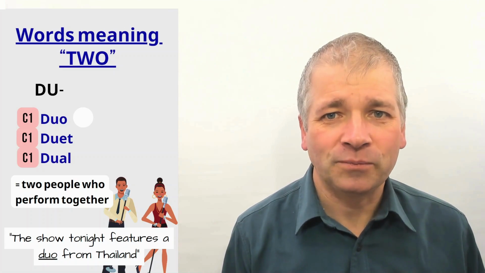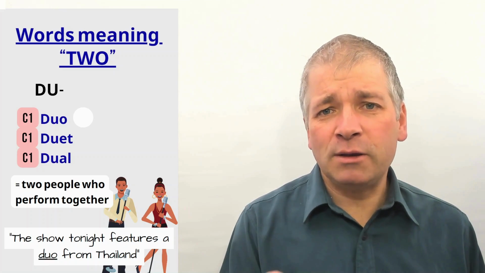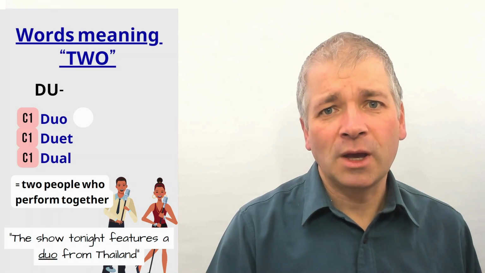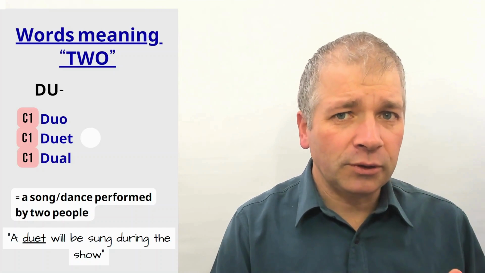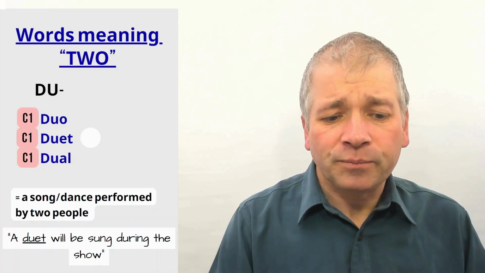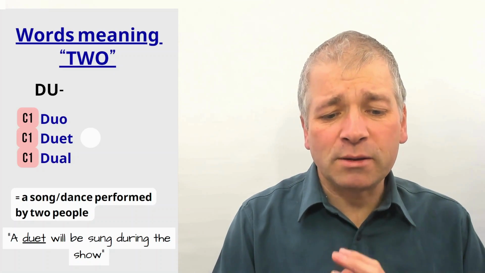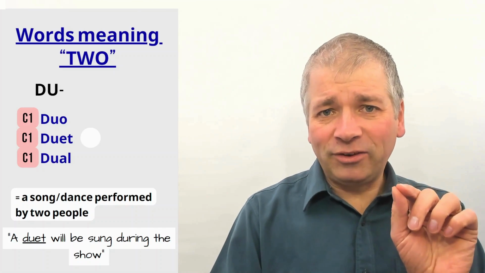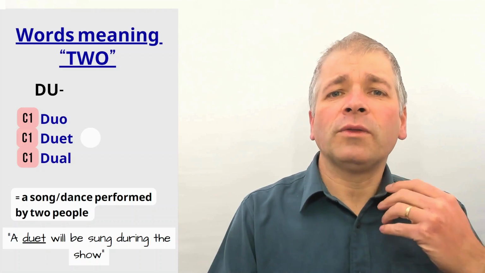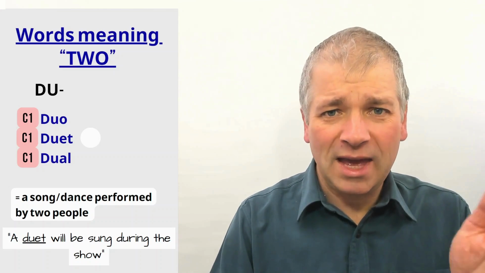That might be the advertisement for the show. And look how the word duo is used here. This is a duo. Compare that to the word duet. Now, duet is similar because it's also to do with 2 people performing, but look at the difference here. A duet will be sung during the show. So a duet focuses on what the people do. So here it's the song.